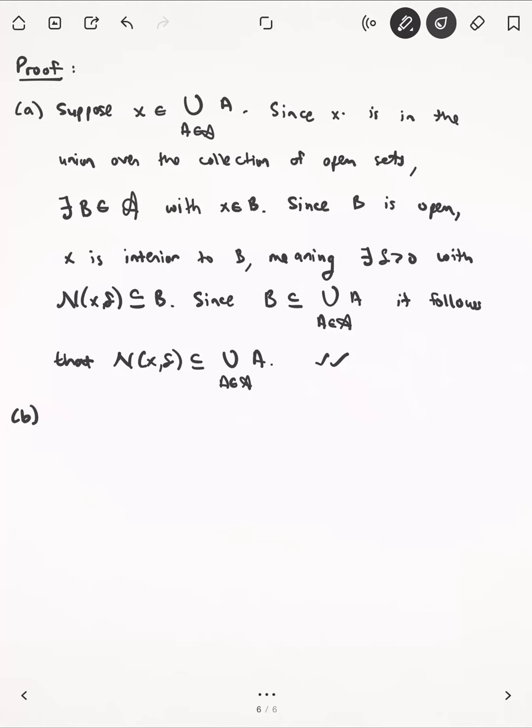B. So suppose this fancy schmancy set is finite. So you're looking at a finite number of open sets now, and say X is in the intersection over all the sets in this collection. Then X is an element of A for all A in that collection, right?